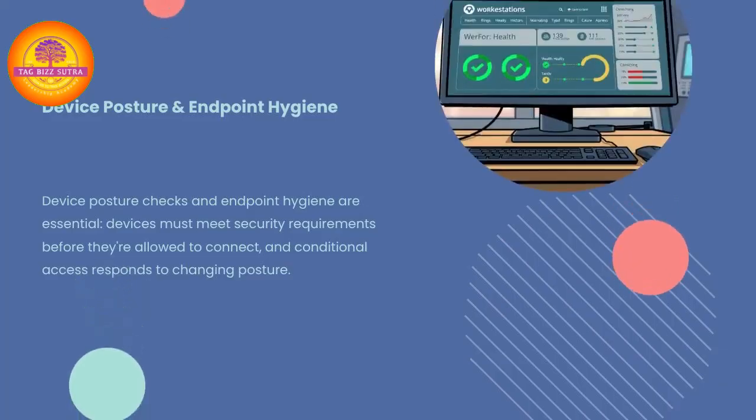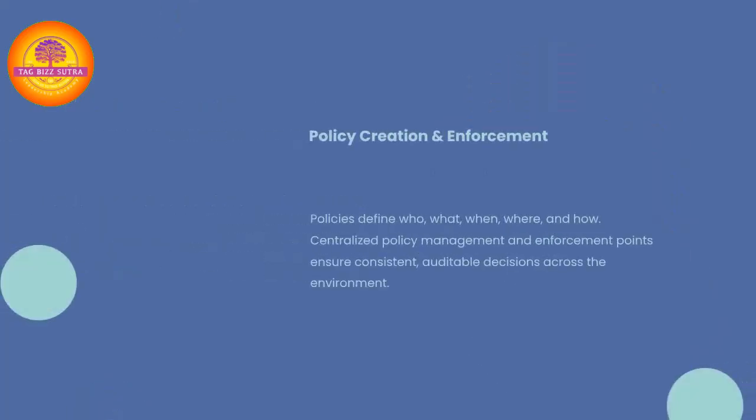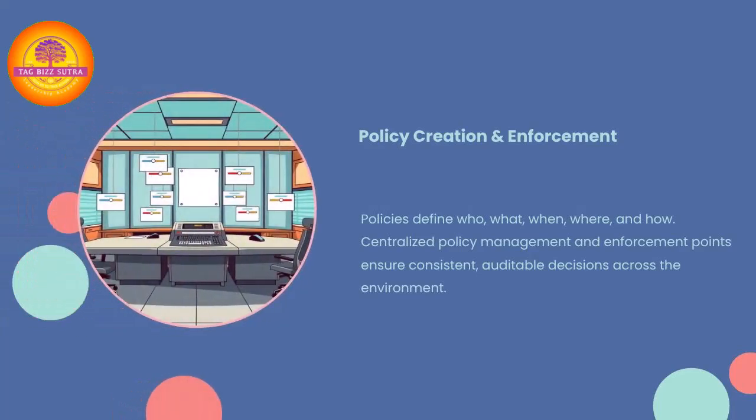Device posture checks and endpoint hygiene are essential. Devices must meet security requirements before they're allowed to connect, and conditional access responds to changing posture. Policies define who, what, when, where, and how. Centralized policy management and enforcement points ensure consistent, auditable decisions across the environment.